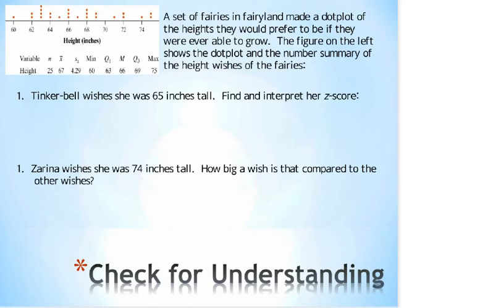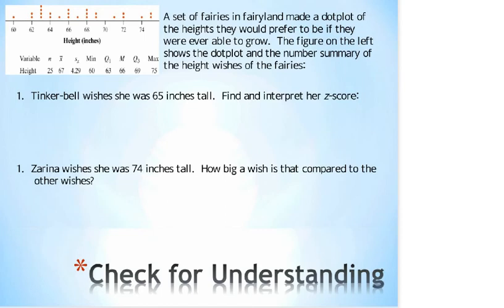We're going to do a very quick check for understanding. This is the last thing we're going to do, and we're going to figure out interpreting some z-scores. So here is a set of fairies in fairyland, and they made a dot plot of the heights they would prefer to be if they were able to grow up. The figure on the left shows the dot plot and the number summary of the height wishes of the fairies. Yes, I made this up. It's okay. I'm in a mood.